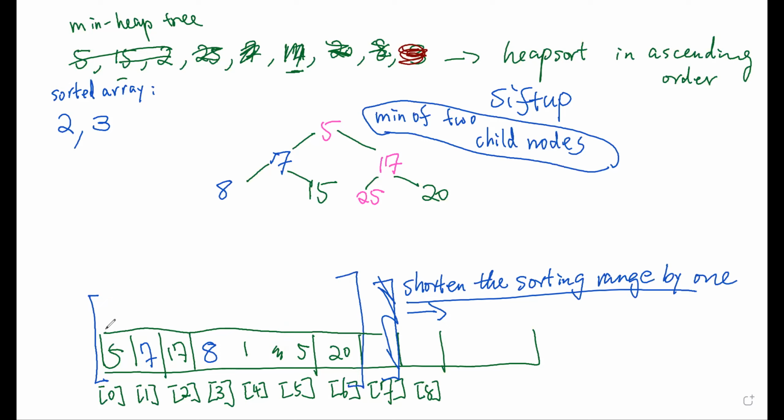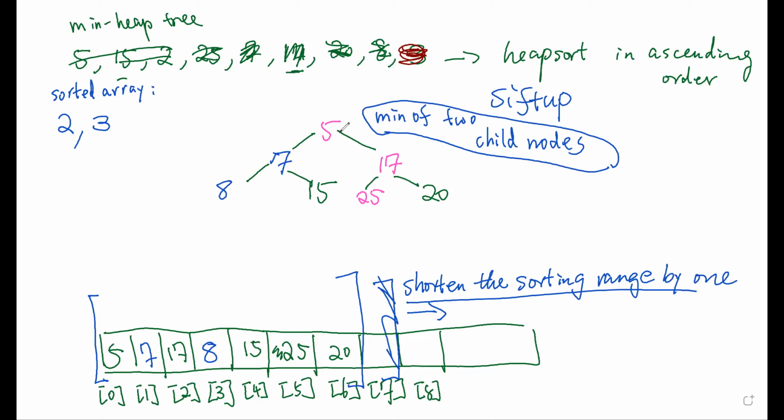So we have 5, 7, 17, 8. After 8 is 15. Here we have 25. Okay. And we have this. So now it's balanced. It's a min heap tree.